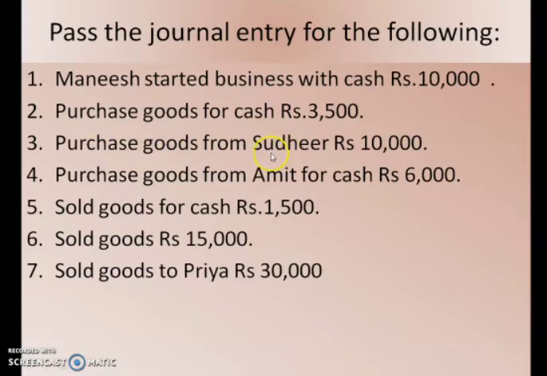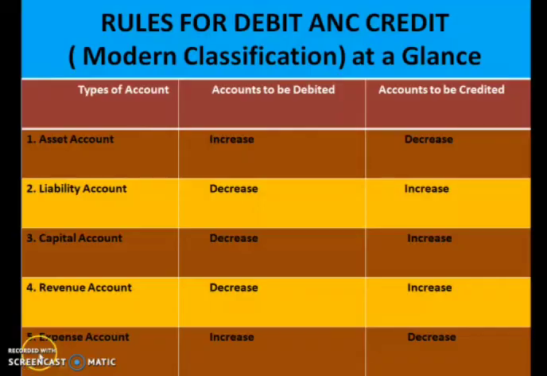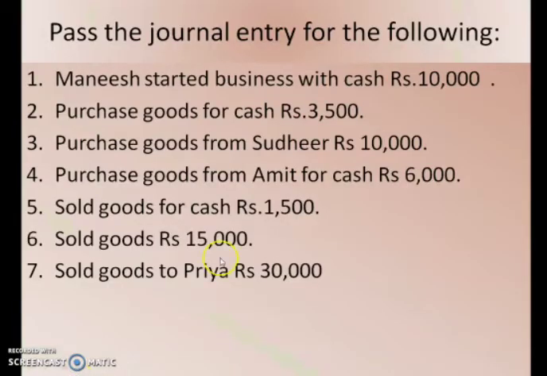So Sudhir is your liability. So to Sudhir you have to pay the money. It is a credit purchase. So credit purchases are your liability. You are supposed to pay the money. So if liability is increasing, what are you supposed to do? Liability increases, you have to credit it. So if liability is increasing, you have to put it in the credit side. So Sudhir is your liability. You have to put him in the credit side.